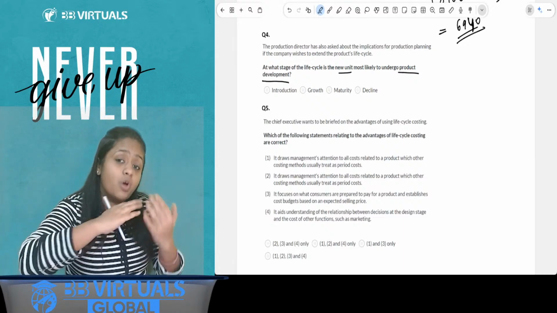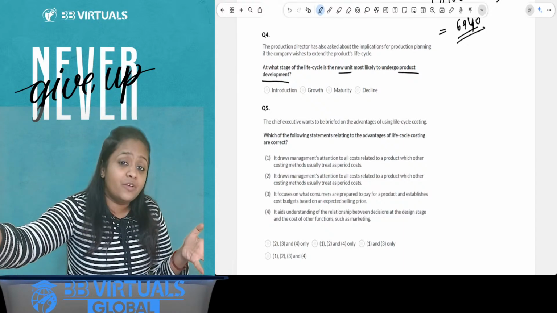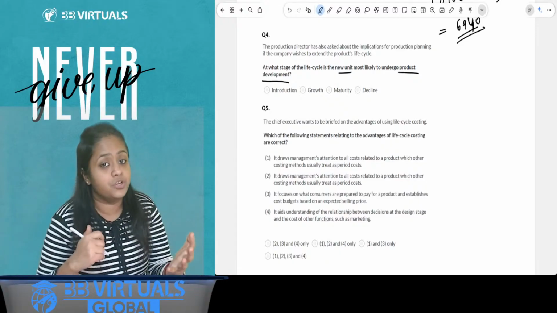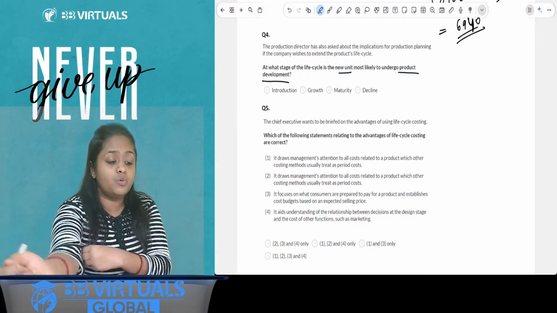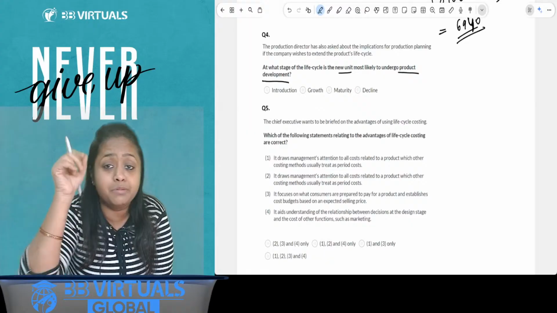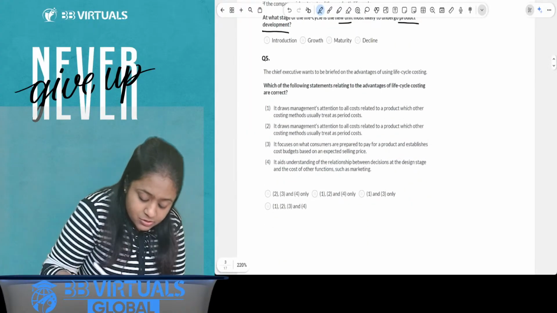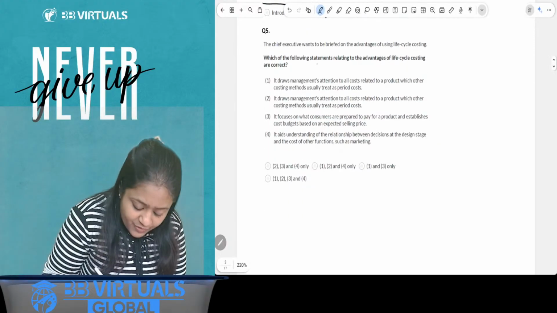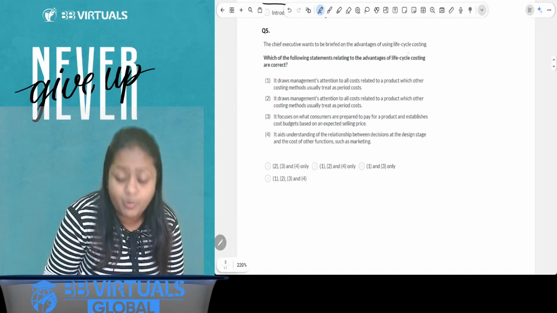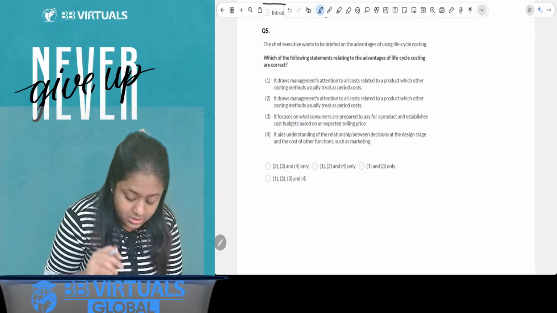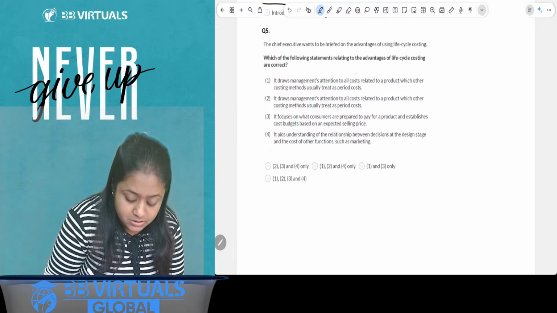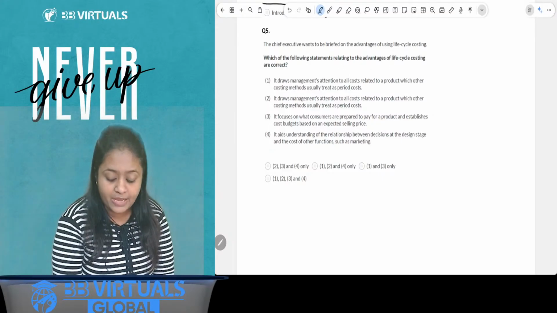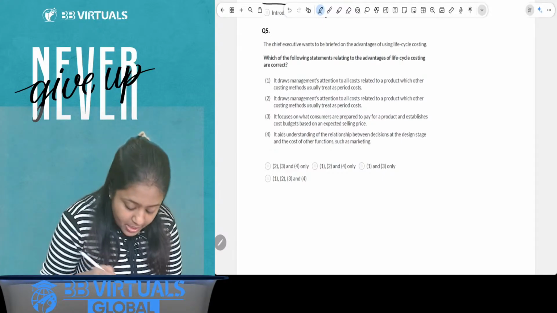Clear? So at the maturity phase only, in order to extend that phase, the new versions were introduced. So always remember, the new versions will always be introduced at the maturity phase. Okay, so here our answer will be maturity. Now, the chief executive wants to be briefed on the advantages of life cycle costing. Which of the following statements relating to the advantages of life cycle costing are correct?